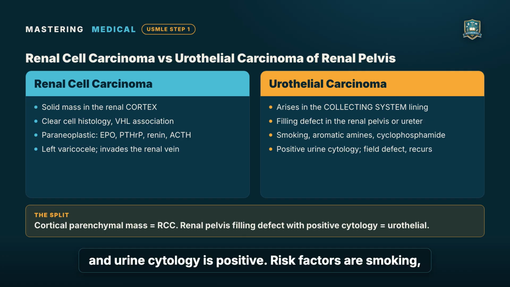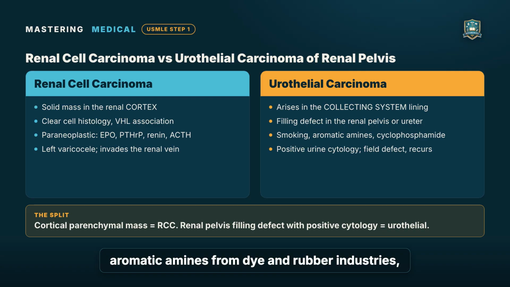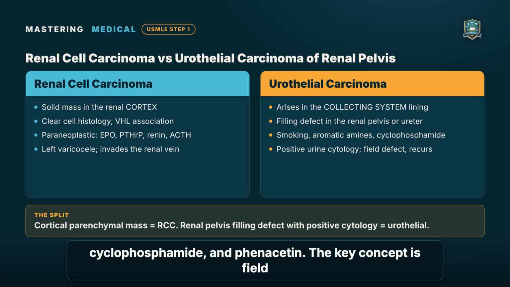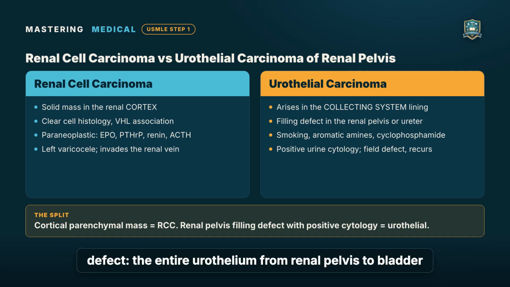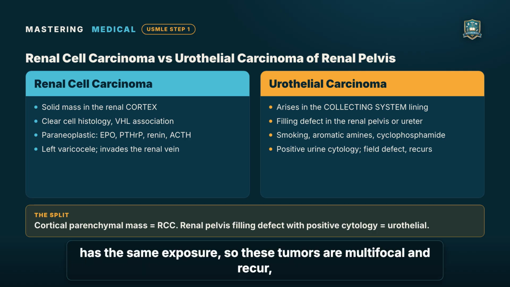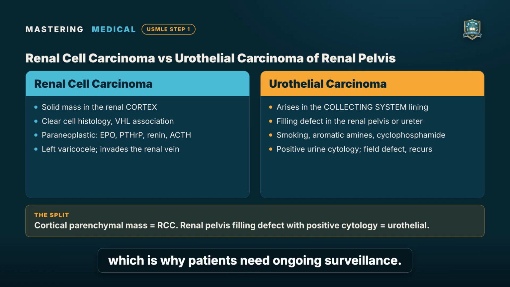Risk factors are smoking, aromatic amines from dye and rubber industries, cyclophosphamide, and phenacetin. The key concept is field defect. The entire urothelium from renal pelvis to bladder has the same exposure, so these tumors are multifocal and recur, which is why patients need ongoing surveillance.